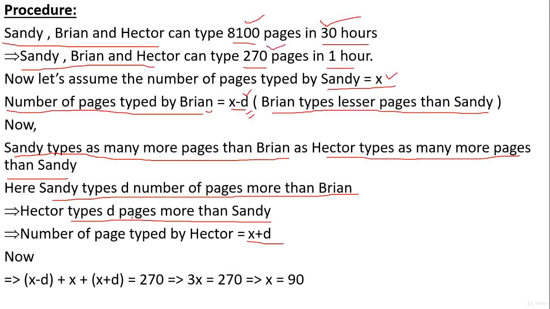Now we know that all three can type 270 pages in 1 hour, right? So it implies x minus d for Brian, x for Sandy, x plus d for Hector. All three together make 270. Implies d gets cancelled here. It implies 3x is equal to 270 and x is equal to 90, where x is the number of pages by Sandy. So Sandy can type 90 pages in 1 hour.